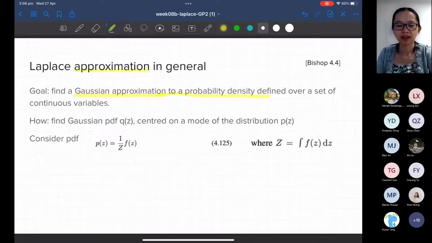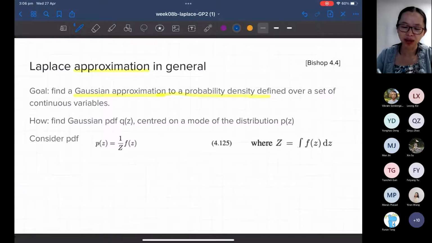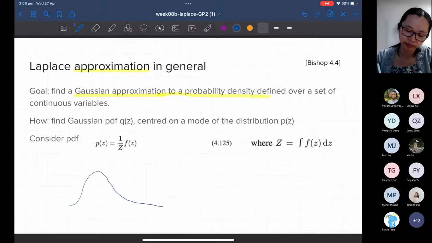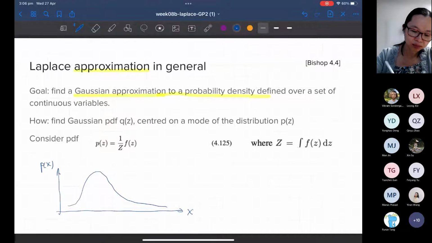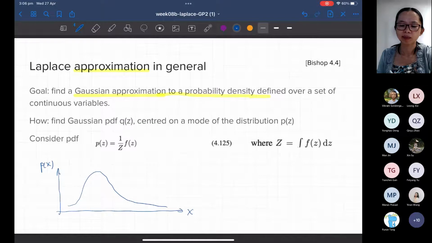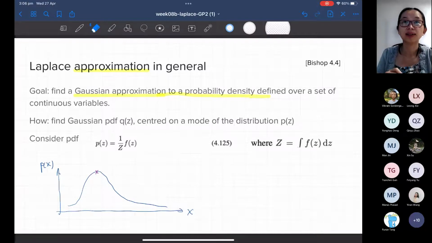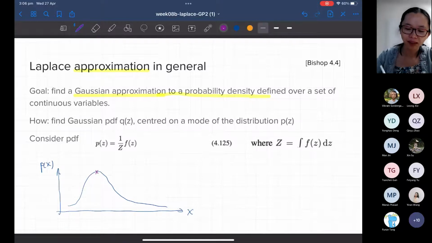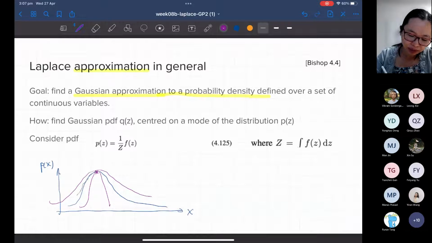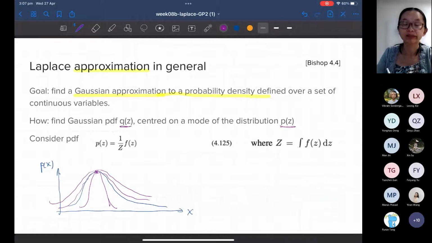And the method for doing this seems really naive. If we have a non-Gaussian distribution, let's say it looks like this, it's a bit lopsided. So we have x, p of x, like this. The approximation is to basically find a mode, the maximum point of p of x, and then just center a Gaussian around it. There might be this Gaussian, or there might be this Gaussian, or something else. So we know that the mode of the Gaussian matches the mode of the original p of z. In the book it is denoted p of z and q of z.